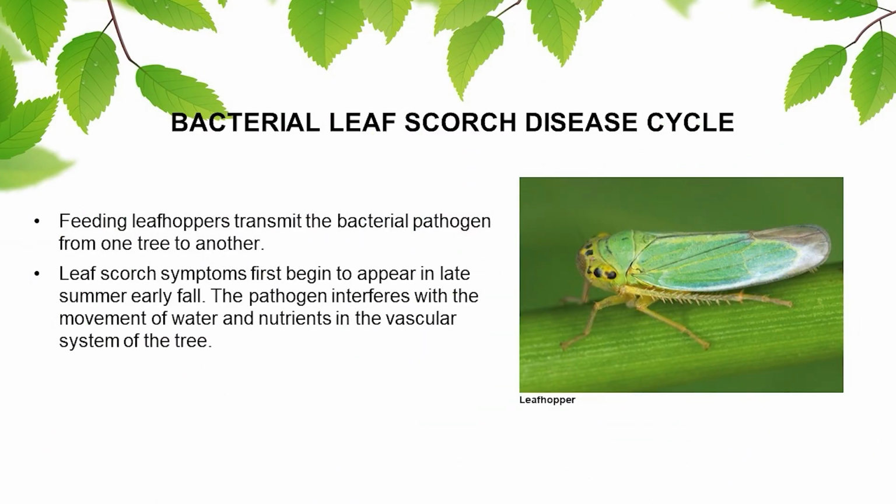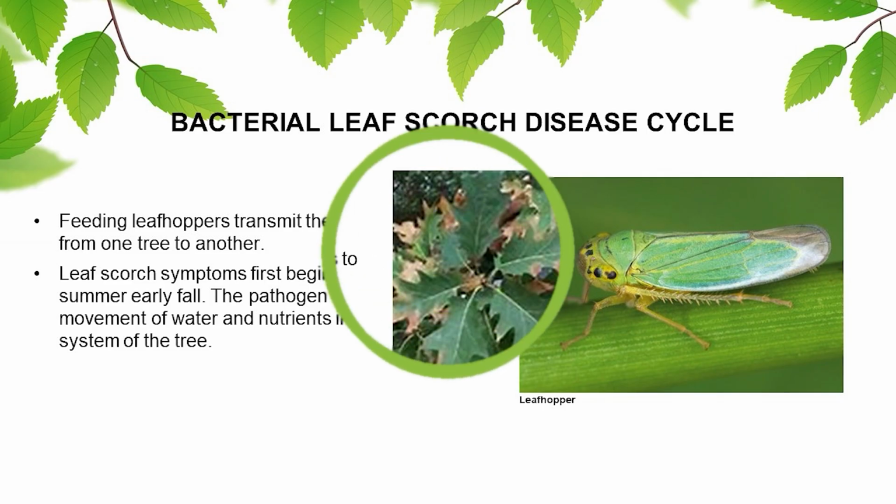Bacterial leaf scorch disease cycle. Bacterial leaf scorch starts when feeding leafhoppers transmit the bacterial pathogen from one tree to another. Leaf scorch symptoms first begin to appear in late summer through early fall. The pathogen interferes with the movement of water and nutrients in the vascular system of the tree.